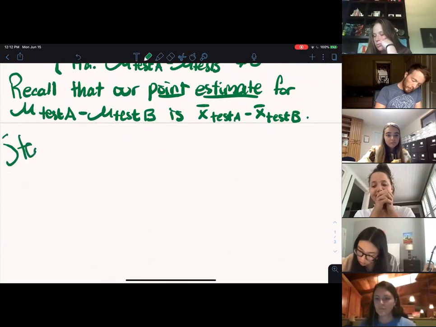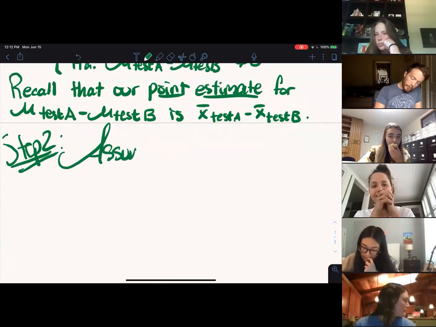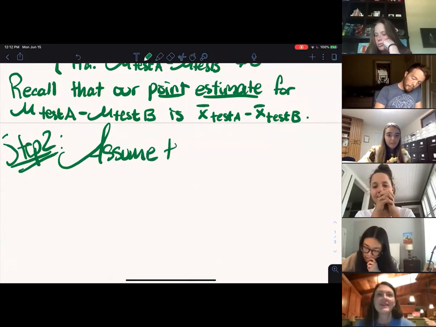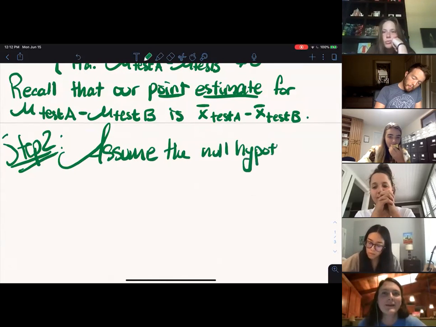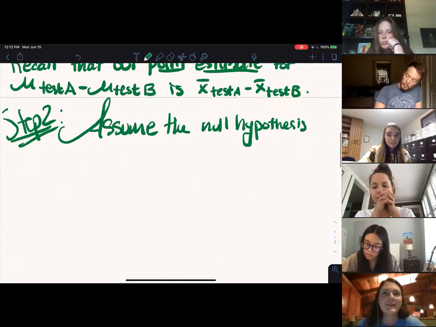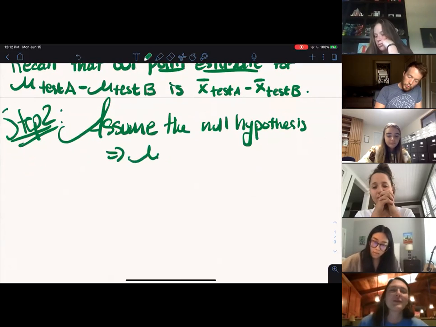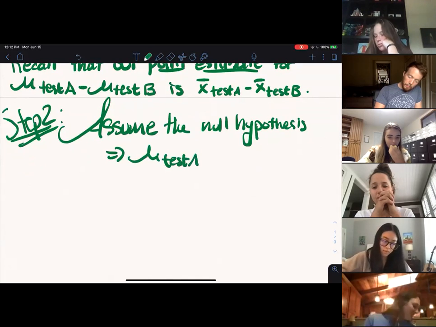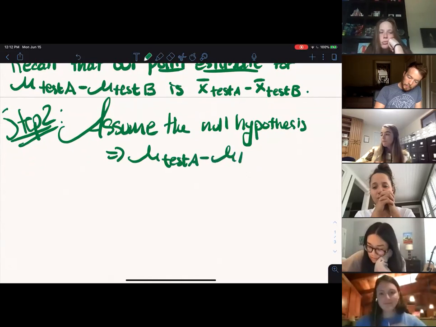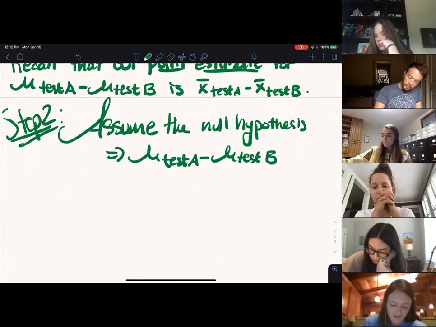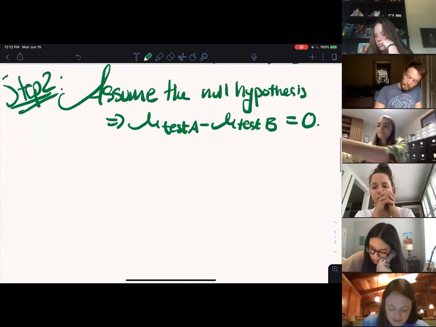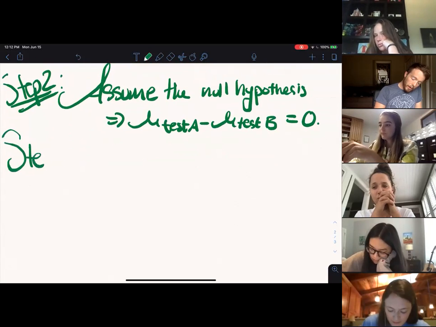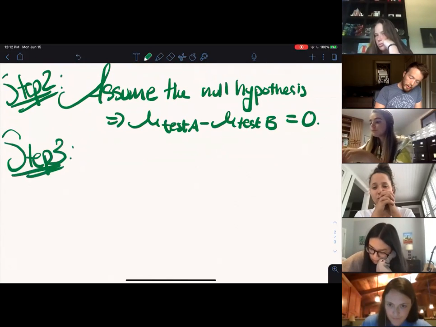Step 2 is the easy one. We just assume the null hypothesis, that is, that the true population difference is equal to 0. And then step 3 is the hard one, where we're going to try and find the p-value.